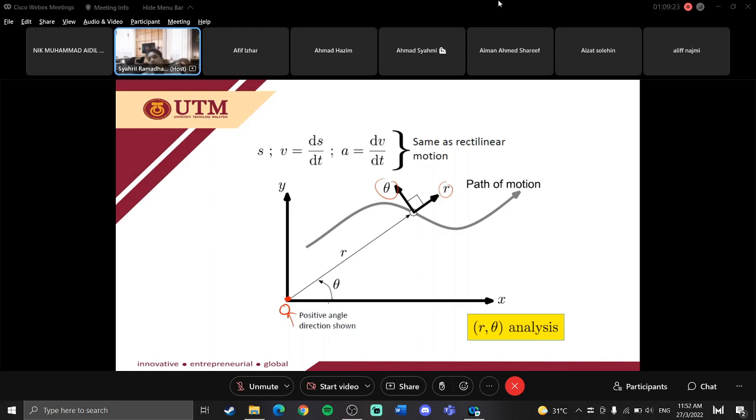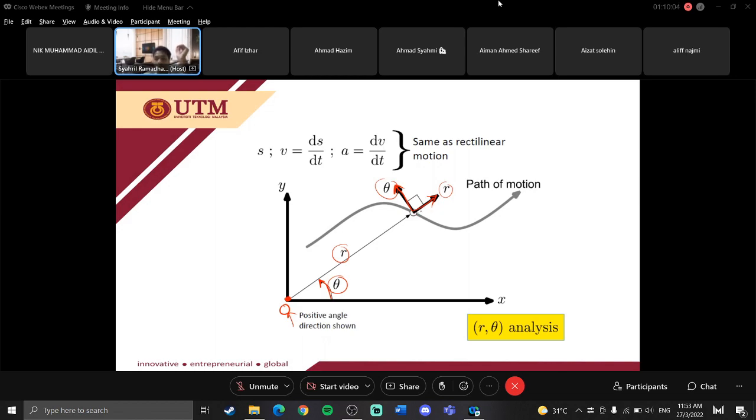Let's say you're watching a bird flying in the sky. You yourself are the reference point, and you are looking at the bird. The distance from you to the bird is your r, and the motion of the bird is based on this theta direction. If you look from x to this r, then your positive axis should be this direction, and the positive axis for r should always be outward from this point, always outward from the particle.